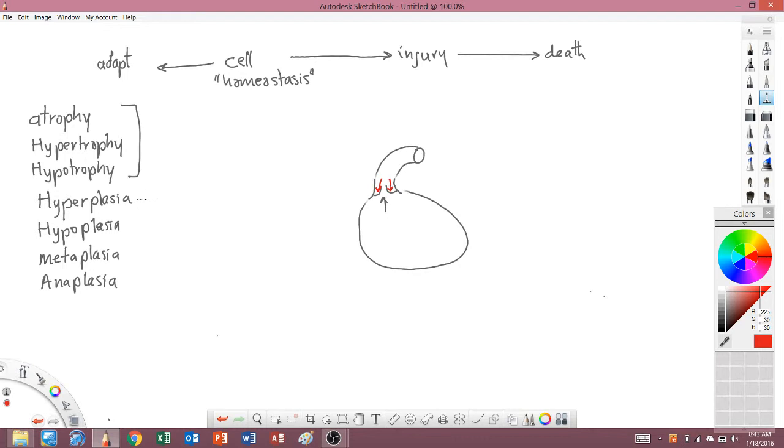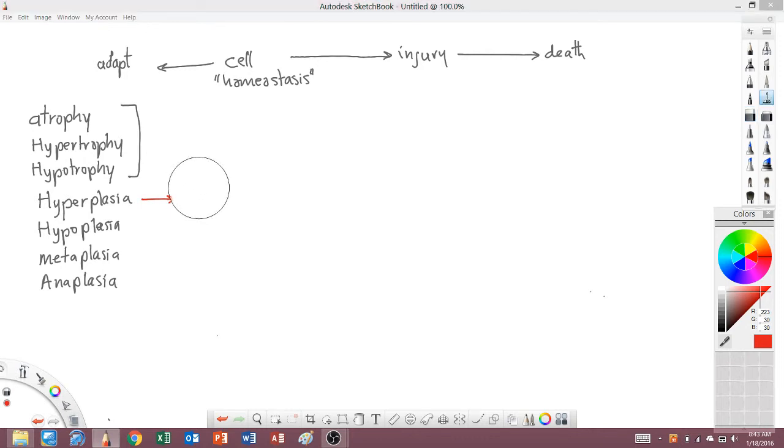Okay, hyperplasia. Now, plasia means number. Trophy means size. Plasia means number. Hyperplasia means increase. What was hypertrophy? It's the same thing as atrophy. Size will shrink. Metabolism too? Yes. Of those three that I said, same thing. They're about size and metabolism.